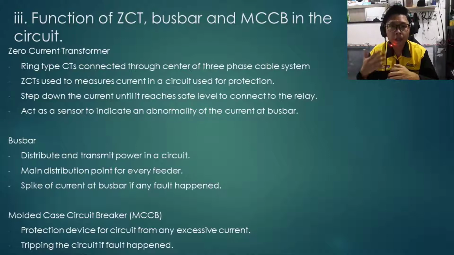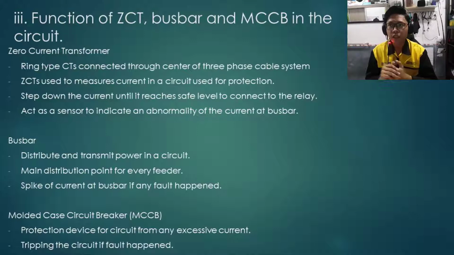If any fault happens at the bus bar, there will be a sudden spike of current, and it will affect the feeder. The next one is the MCCB, or molded case circuit breaker. MCCB is a protection device that protects the circuit from any excessive current. The function of MCCB is to trip the circuit if any fault happens. The tripping process starts when excessive current flows through the MCCB, the contact will open, and it will trip the circuit.